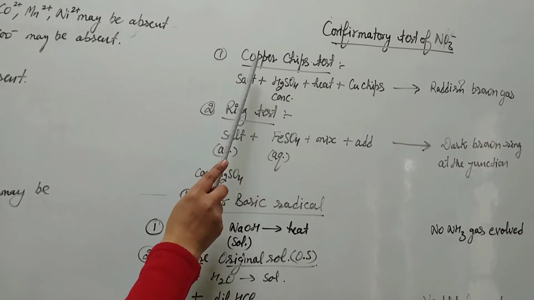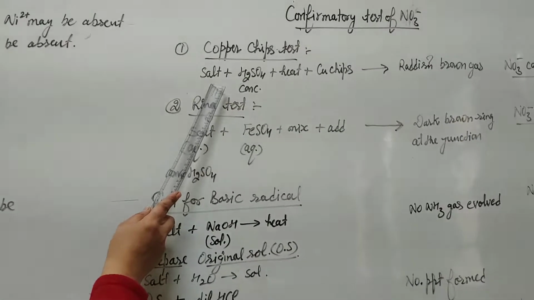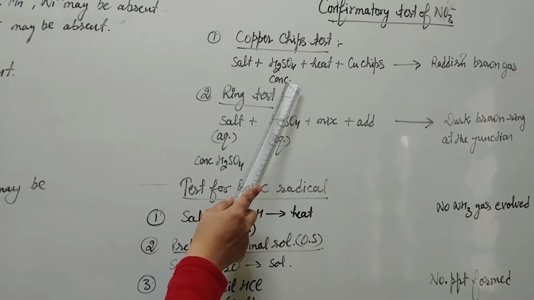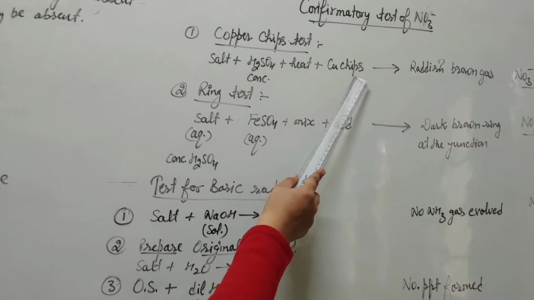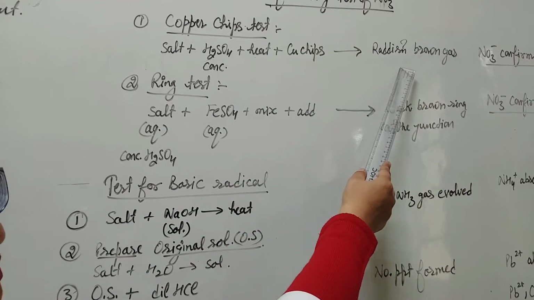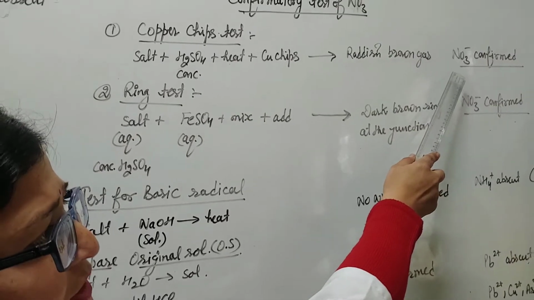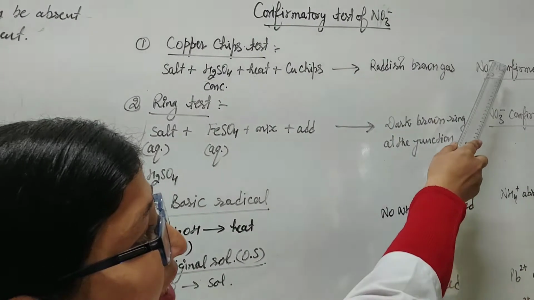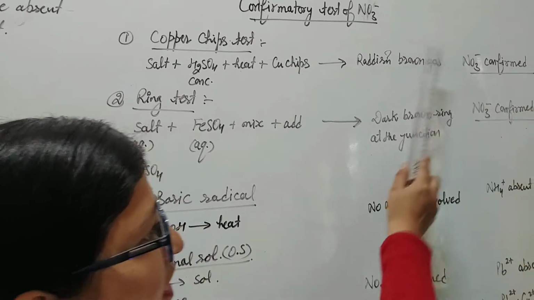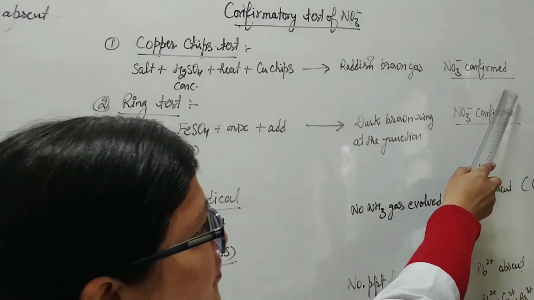For this we will do the copper chips test, in which we take the salt, add the concentrated sulfuric acid, heat it, and then add the copper chips in it. It again shows the reddish brown color. It confirms that. Now keep it in your mind.